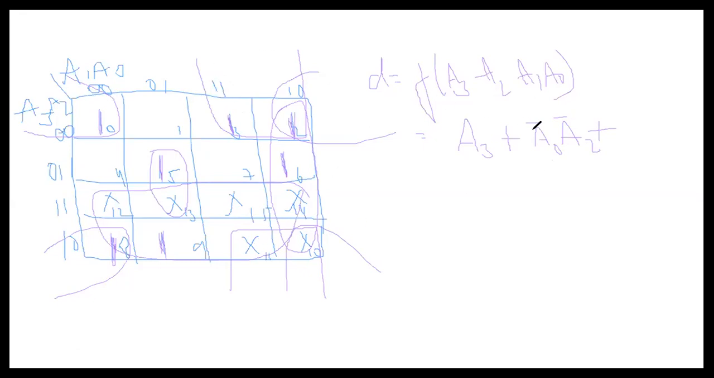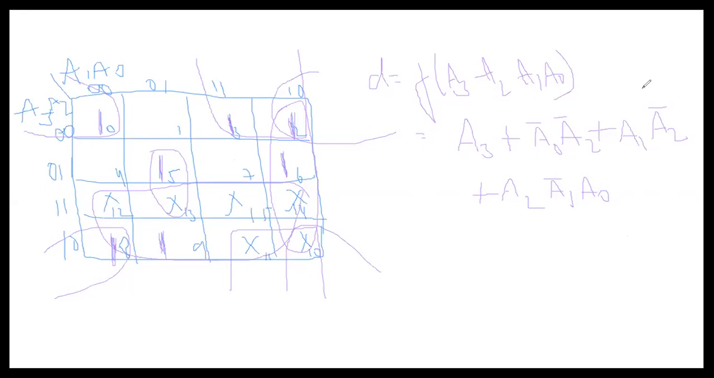Correspondingly, you can see A1 is 1, so A1. And here 0, 0, 0, 1, 1, 0, so A2 bar. The 2-box combination is plus A2, A1 bar, and A0. For this 2-box combination, you can see A3 changes, A2 is 1, so A2, A1 is 0, so A1 bar, and A0 is 1, so A0.